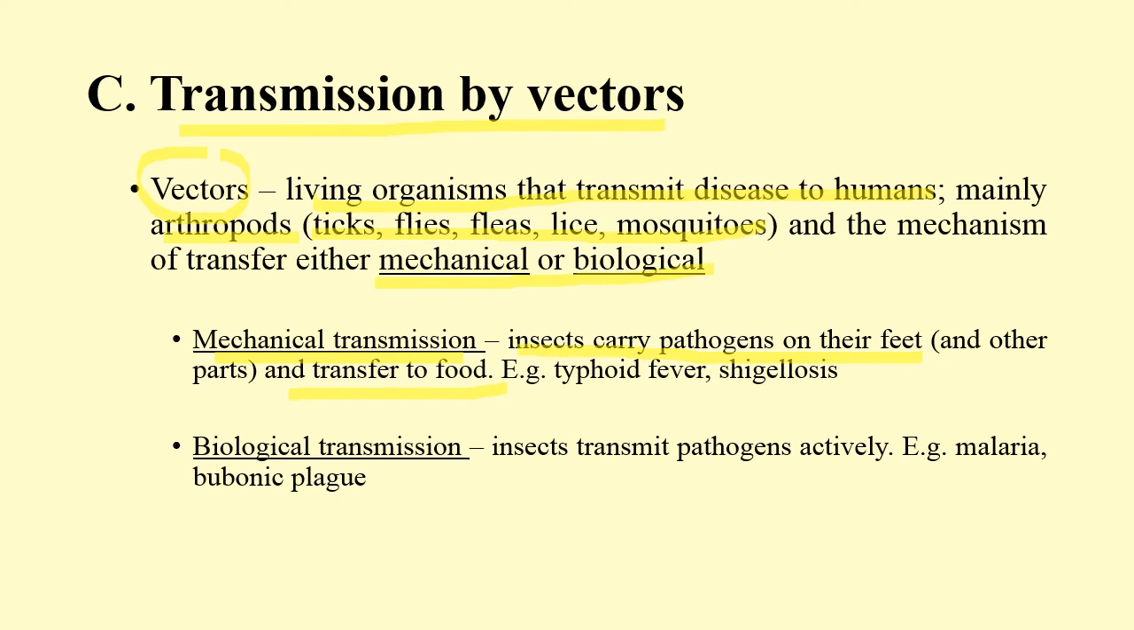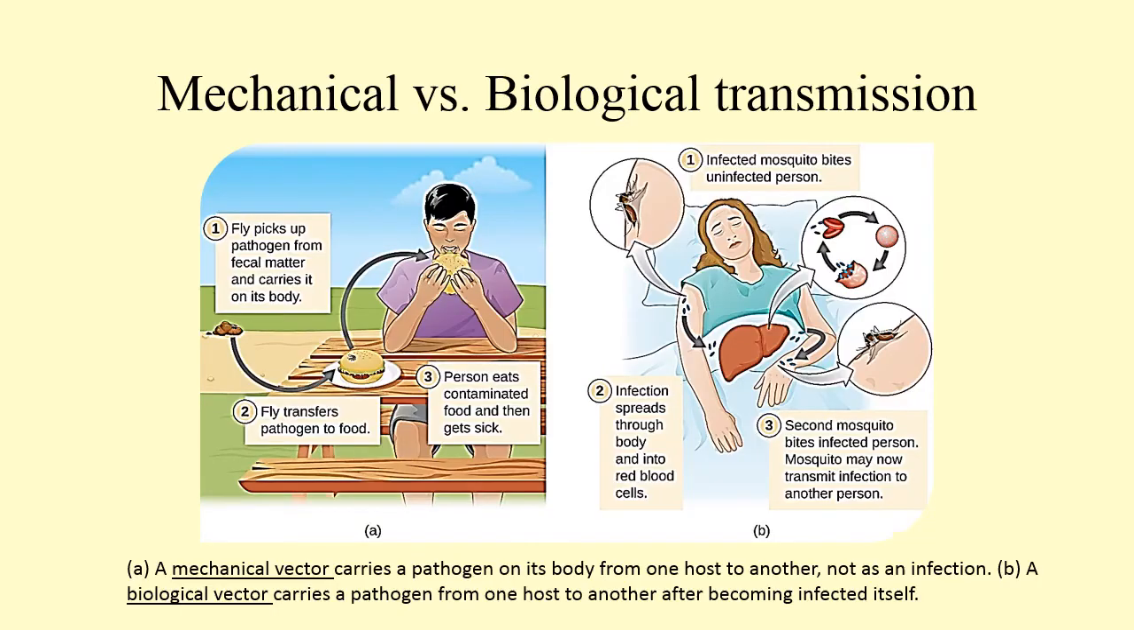So when a person eats the food, he might get the infection. Examples of mechanically transmitted diseases are typhoid fever and shigellosis. On the other hand, biological transmission means insects transmit the pathogen actively, which means the insect is infected with the pathogen and then transmits it to the human. Examples are malaria and bubonic plague, and dengue is also an example of a biologically transmitted disease.